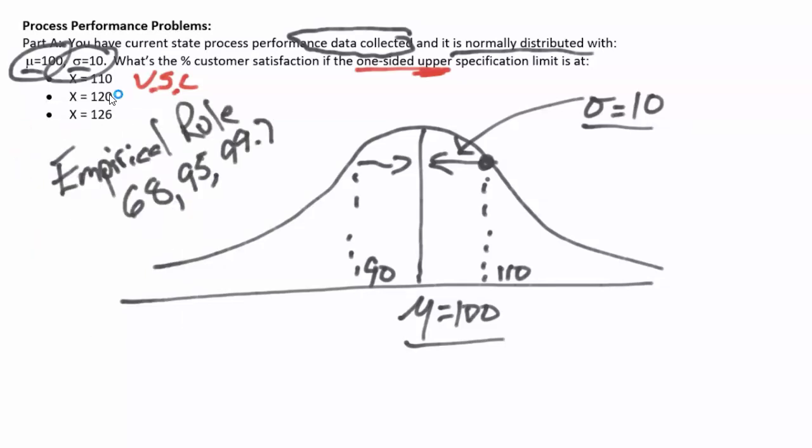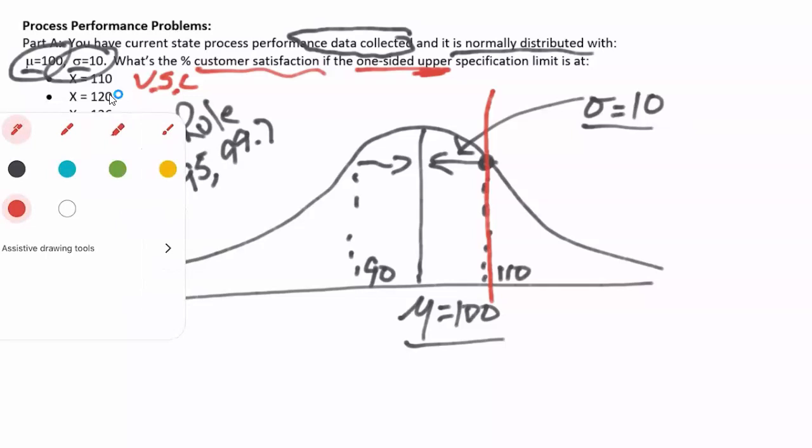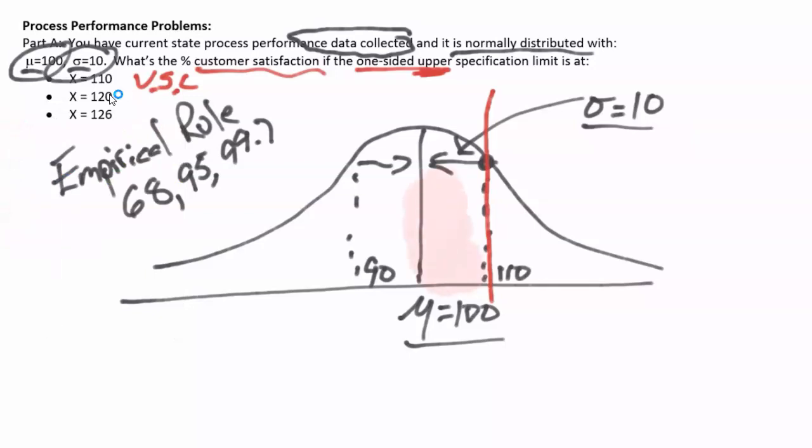Now let's go ahead and draw where that spec limit is. It's at 110. So if I draw my spec limit in, it's going to be right here. And the question is, what's the percent of customer satisfaction below that? Where anything on the left-hand side of that spec limit, that's where customers are satisfied. So we're really looking at this region right here. We're looking at this region in here.